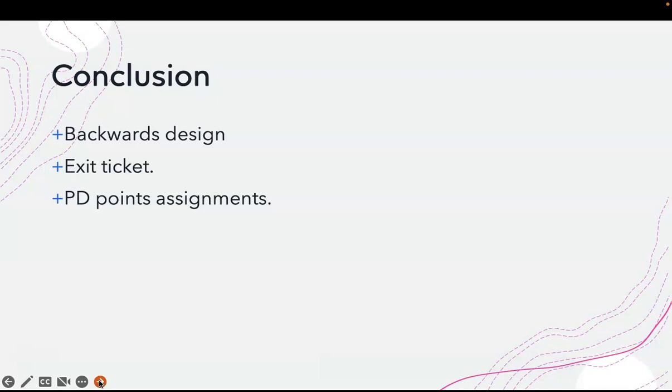What that assignment is going to be is you are going to actually create a lesson with backwards design and teach it. So technically it's one assignment, but you are actually going to develop a lesson with backwards design and teach it. And then you will email that out to myself and administrators, and we'll be able to observe that lesson, and you will get 25 PD points once you do all of these tasks.